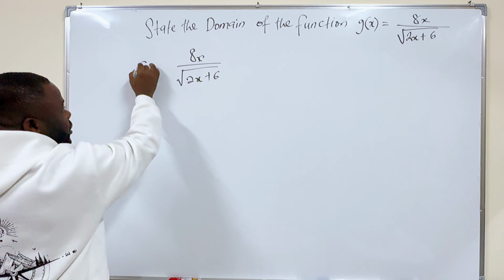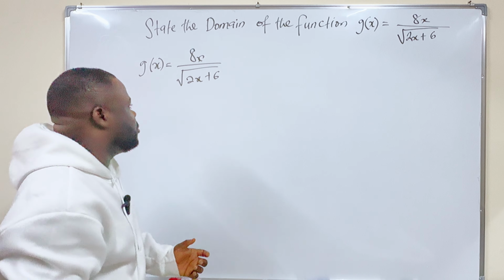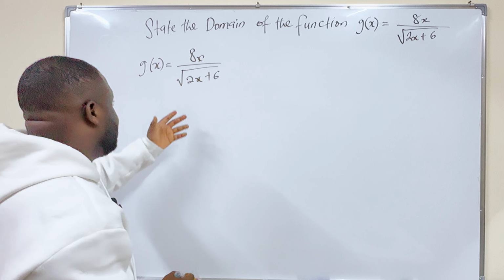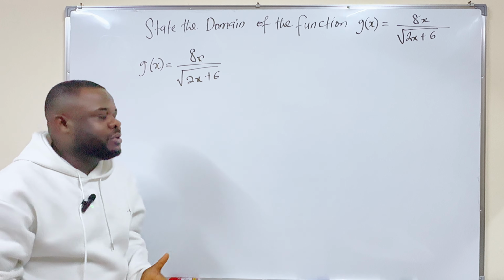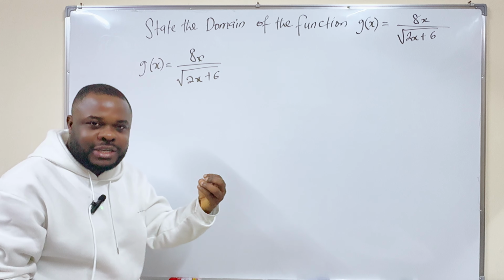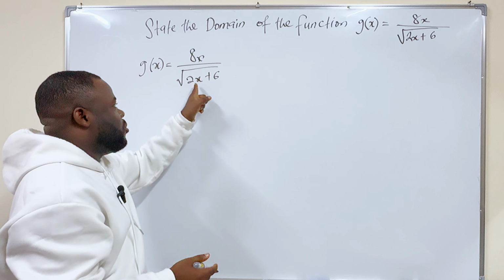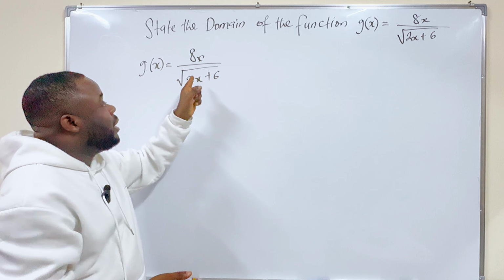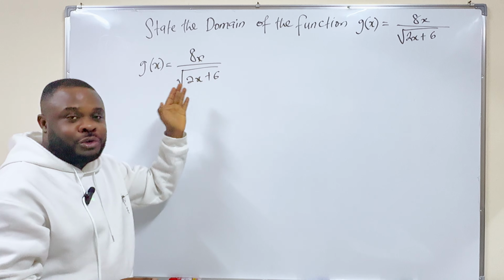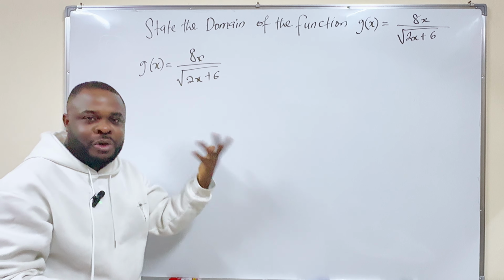Today we are going to state the domain of the function g(x) = 8x over the square root of 2x plus 6. Whenever they talk about the domain, they always talk about the denominator, so you need to find the excluded values. Excluded values are those values that, when placed into the x variable of your denominator, make the whole function undefined.